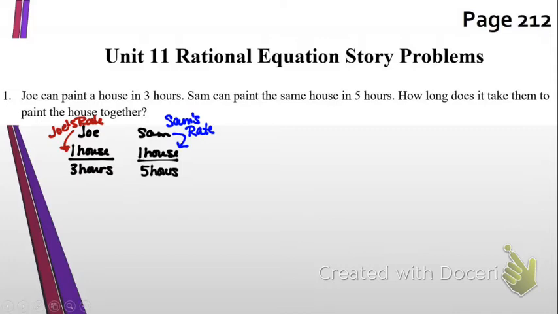If they're going to work together, how should I represent that? What operation in math do we use if we're going to put things together? Addition. So for the together part, I'm going to use addition. And their goal at the end is to have painted how many houses? 1 house. Do we know how much time it will take them? No, so I'm going to call it X hours because I don't know how long it's going to take.